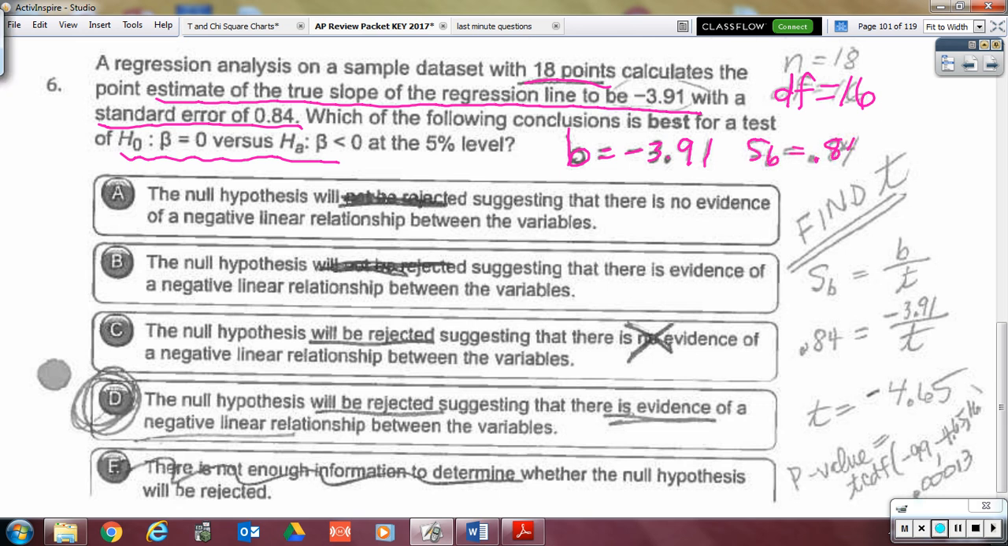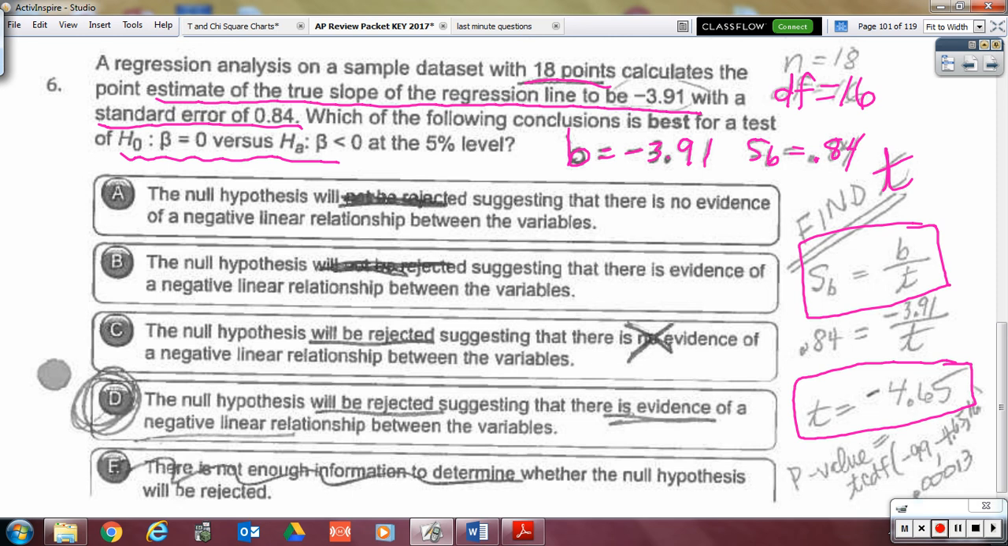So if I have b and I have S of b, then I can use this little formula right here and find t. And if I know my t-score, then I can tcdf and get a p-value. So this was a multi-step problem. You had to first get your t-score by using that, S of b equals b over t. The t-score I got was negative 4.65.